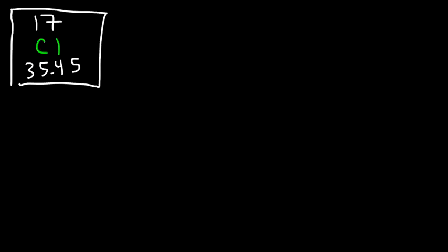Now let's move on to our next example. So we're going to deal with chlorine. So here's the information that you need to know for chlorine. Now what I want you to do is write the electron configuration for the chloride ion. Go ahead and try that problem.